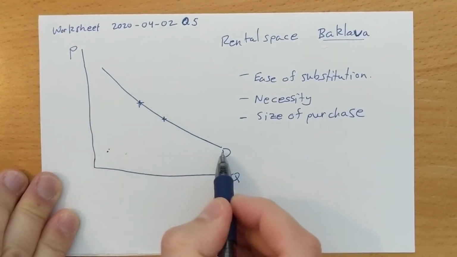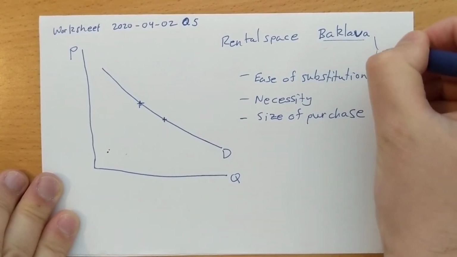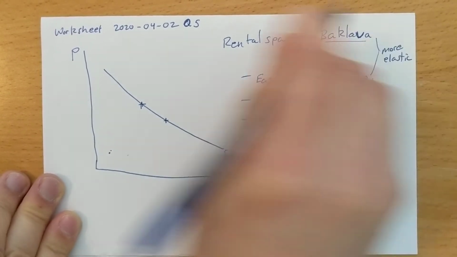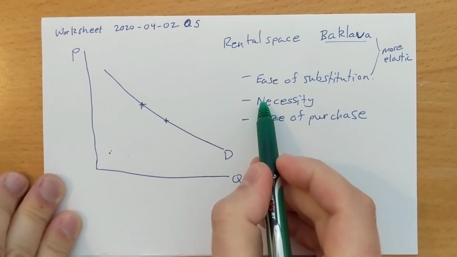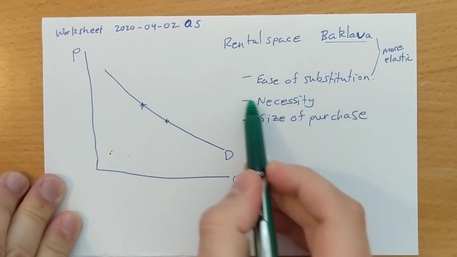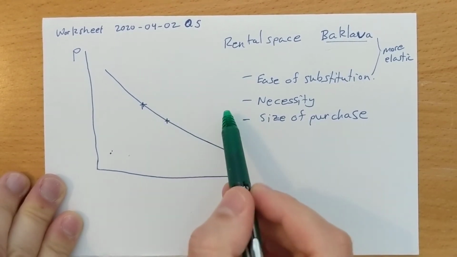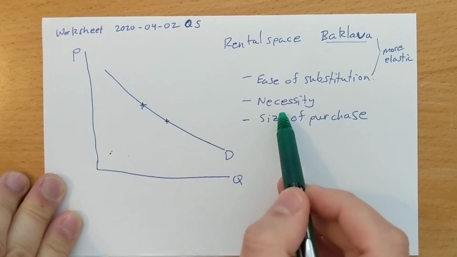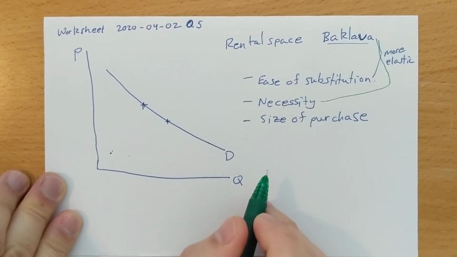Okay, so this makes baklava more elastic, so flatter. All right. So I'm going to say more elastic here. Well, in the same way, that's why rental space is seen as a necessity. It's because it's hard to substitute it for other things. It's an important part of our life, and we don't really have a lot of alternatives. So again, this makes baklava more elastic.